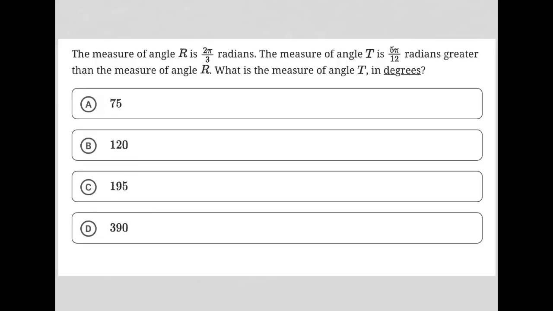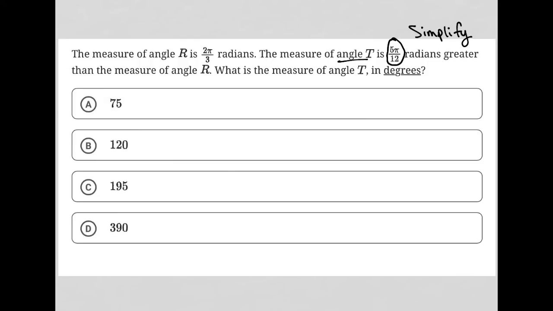So this question says the measure of angle R is 2 pi over 3 radians. The measure of angle T is 5 pi over 12 radians greater than the measure of angle R. So I'm going to simplify. I'm going to treat this like a simplified question. It's not our typical simplified question, but I want to make sure I understand what angle T actually is, because we were given some instructions for how to find it, but I want to know exactly what it is.